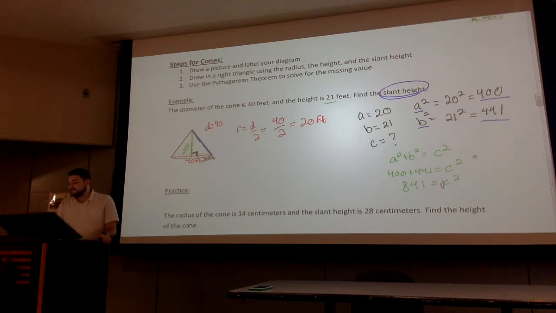And now we're going to take the square root to find the slant height. So the square root of 841 is equal to 29. So 29 equals C. So now we can say the slant height is 29 feet long.